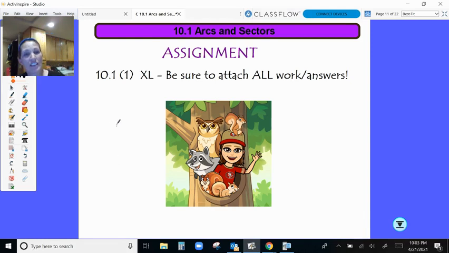So you have an Excel in the Google Classroom. It's 10.1. Please bring any questions if you need to for arc length. I know that for some people that kind of trips them up and it's a little bit of a struggle. So make sure you bring some questions, and then I will see you all in class.